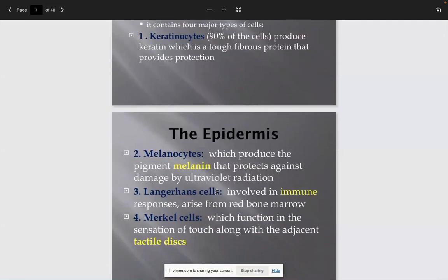Langerhans cells, these are going to be an immune type of cell that's produced by something called the red bone marrow. And this is something we'll cover in immunology, in anatomy and physiology too. But the red bone marrow produces something called Langerhans cells, and these are going to be immune cells that are going to be responsible for immune protection. And then you have a group of sensory cells known as the Merkel cells, and these are responsible for tactile functions. It's the sensation of touch along with the adjacent tactile disc. So again, knowing these four different types of cells is very important.